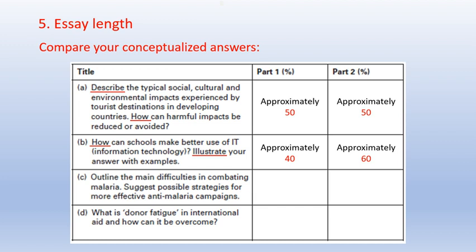All right. And how about title C? Outline the main difficulties in combating malaria. Suggest possible strategies for more effective anti-malaria campaigns. So now please take a look. Which are keywords, everyone? The keywords for this title are "outline," and then what else? And then it is "suggest."